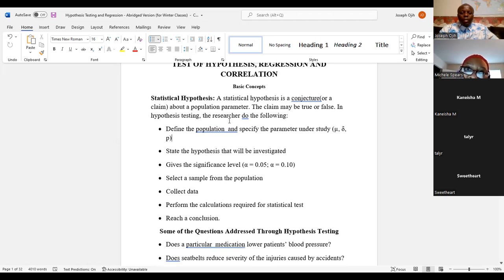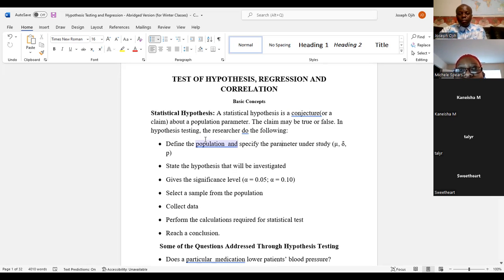Say a statistical hypothesis is a claim or conjecture about a population parameter. Remember, when you say population parameter, we are talking about mean, standard deviation, proportion, and so on. Population parameter is basically a numerical estimate of a population characteristic. Now, the claim may be true, may be false, but we won't know until we test it. So that's why I call it a hypothesis.